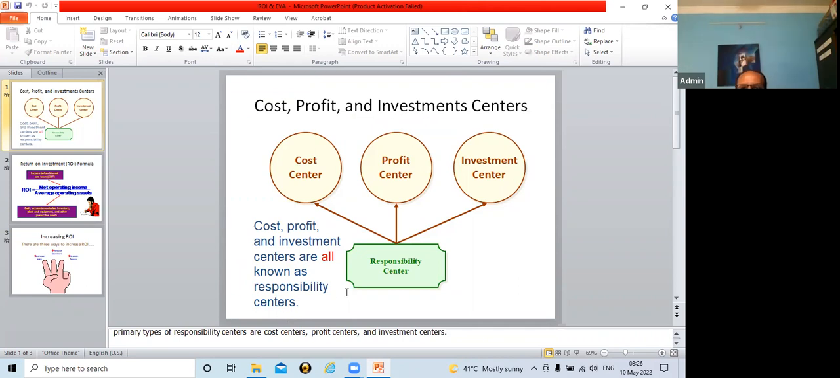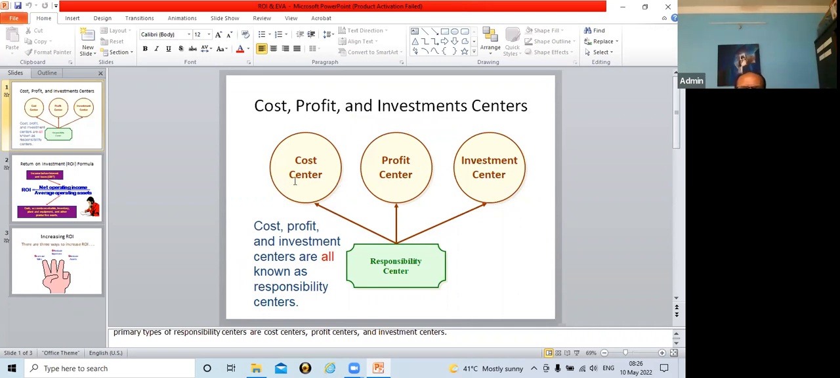Now, I hope you are clear with this responsibility center. Any doubt in this slide? Any doubt in respect of cost center, profit center, and investment center?